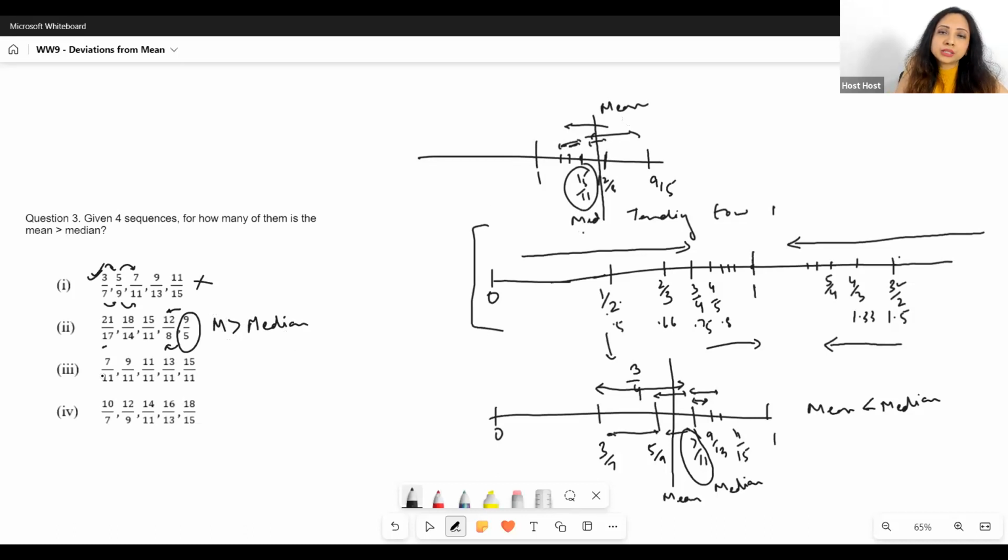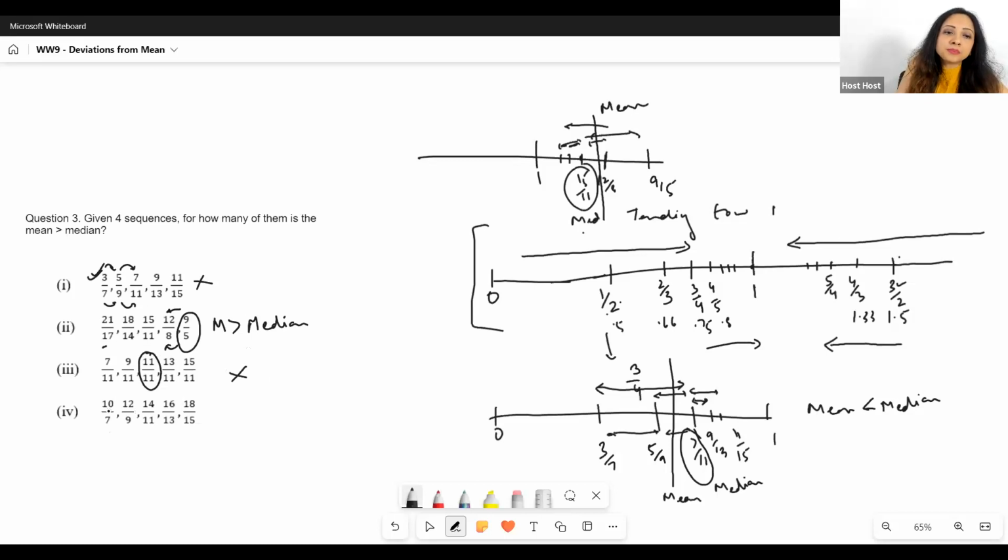Now look at number 3. You have 7 by 11, 9 by 11, 11 by 11. The distance between all of them is the same. There is a gap of 2 by 11 in all of them. It is an arithmetic progression, so your median and your mean are going to be at the same point, 11 by 11. So again, your mean is not greater than the median.